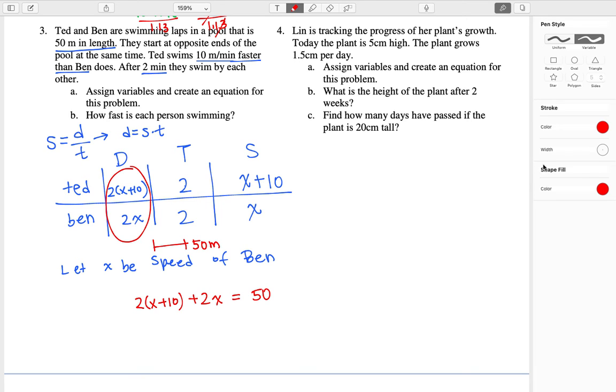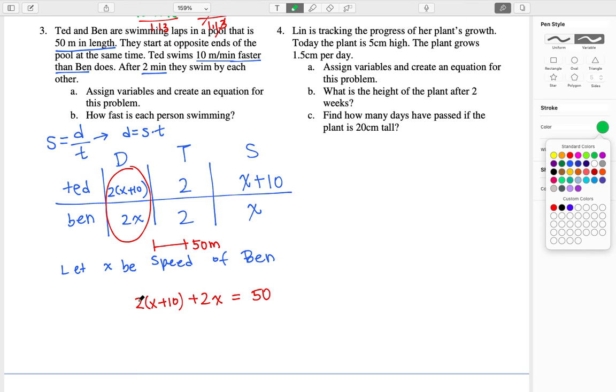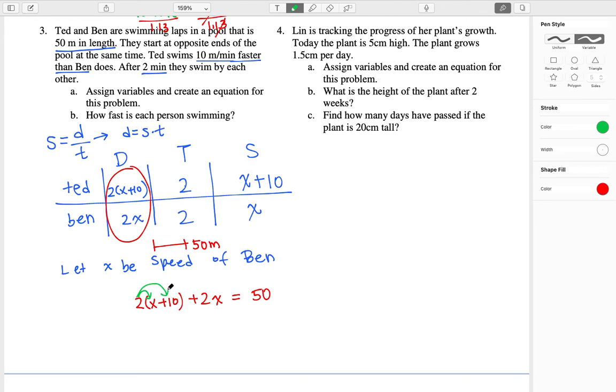So after that, we are going to solve for X. Let's rearrange. I'm going to distribute. It looks like I have a like term here, and I'm going to bring positive 20 to the right side. Therefore, X is equal to 7.5.